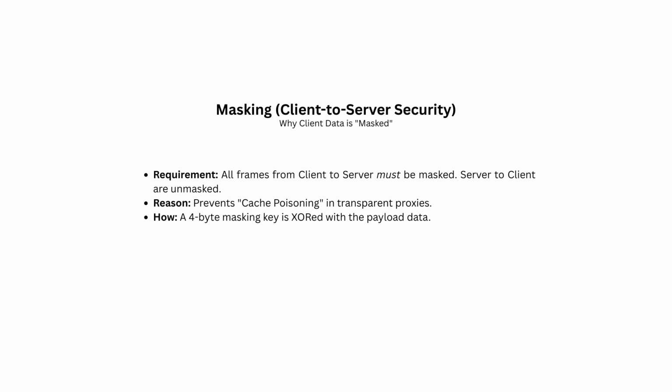Now, legitimate users asking for that URL get poisoned content. Masking defeats this because the attacker can't predict what the final bytes will look like on the wire. The 4-byte masking key XORs with the payload in a way that scrambles any attempt to craft a specific byte sequence. It's a defense against man-in-the-middle proxies that don't understand the WebSocket protocol.